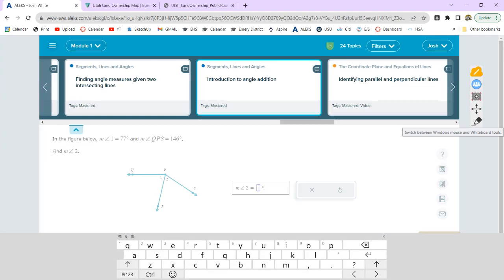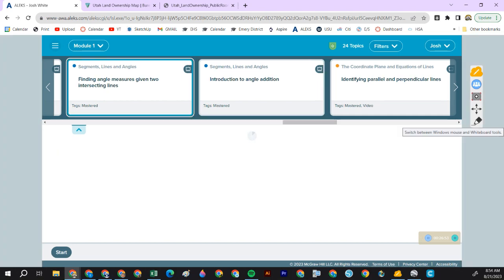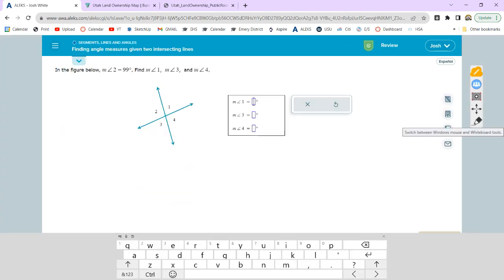Angle addition. If angle 1 is 47 and QPS is 146, how would we find angle 2? It would be through subtraction. 146 minus 47. Yep. What if it told me angle 1 and angle 2 and it wanted me to find the big angle? Then you'd add them together. All right. Angle 2 is 99.